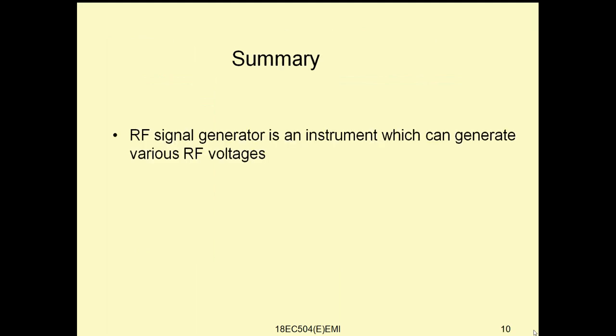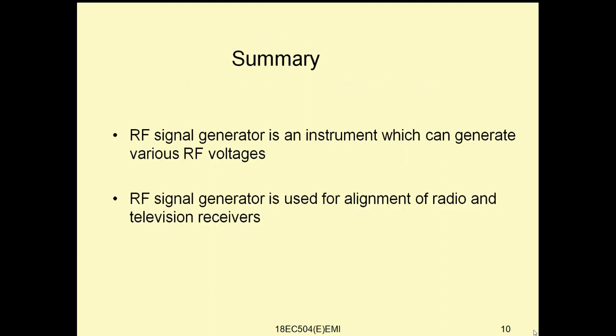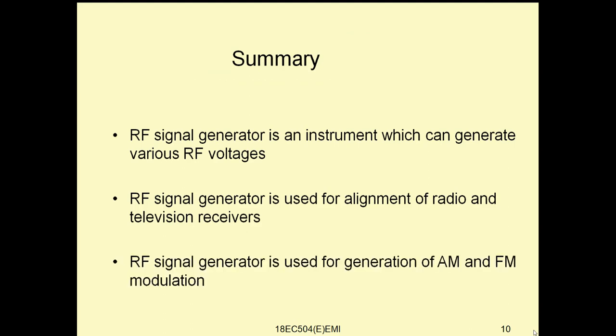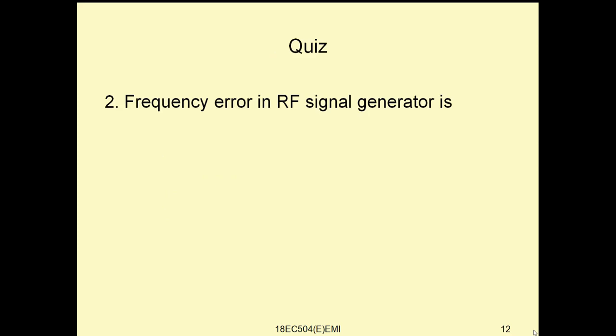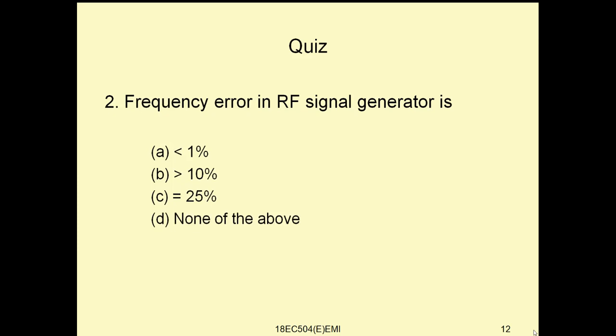Summary: the RF signal generator is an instrument which can generate various RF voltages. It is used for alignment of radio and television receivers, and for generation of amplitude modulation and frequency modulation. A simple quiz here: what is the output impedance of the RF signal generator? From the specifications, it is 75 ohms. What is the frequency error acceptable in the RF signal generator? It is less than 1%.